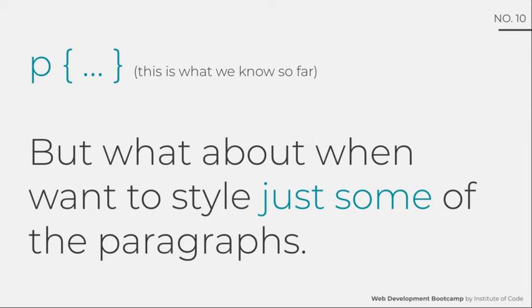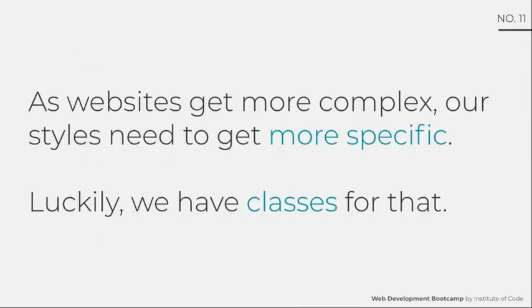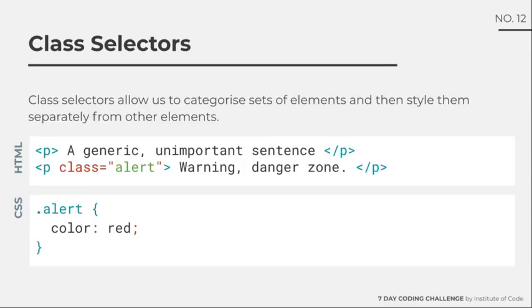And predictably, this is the question I get most often when people start coding is, oh, I'm so excited about changing everything. How do I get more focused, more specific about the way that I'm doing this? As our websites get more complex, our styles need to get more specific. And to do that, we have something called classes. And this is how they work. Class selectors allow us to categorize sets of elements and then style them separately from other elements.